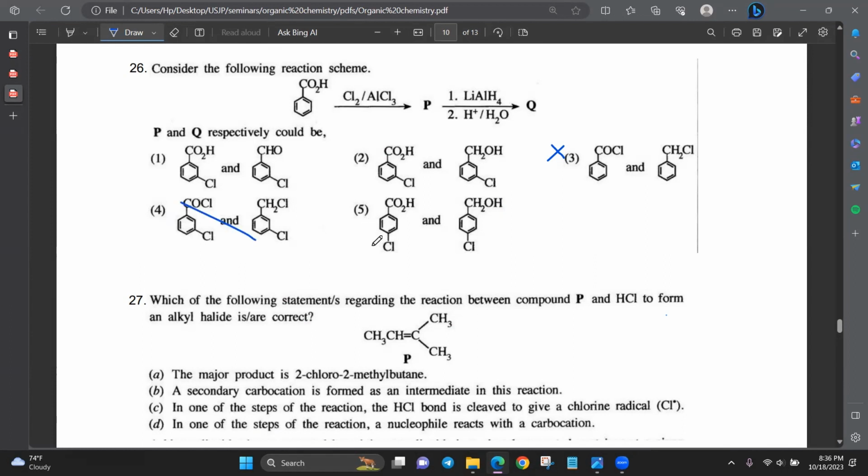5, why is it wrong? Because chlorine has got attached to para position. Chlorine should get attached to meta position. Why? Because this is a meta director. So that is also wrong. Now we have this 50-50 chance, 1 and 2.